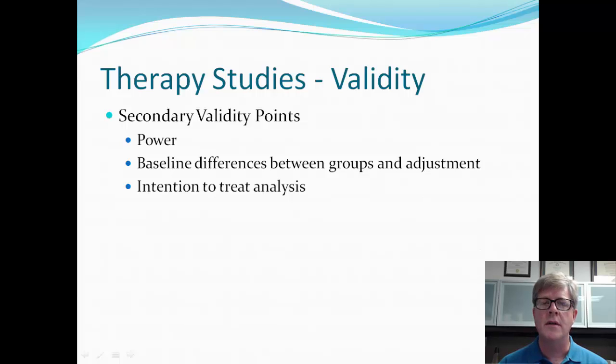The second kind of minor statistic or minor validity point is baseline differences between the groups and adjustment for those differences.